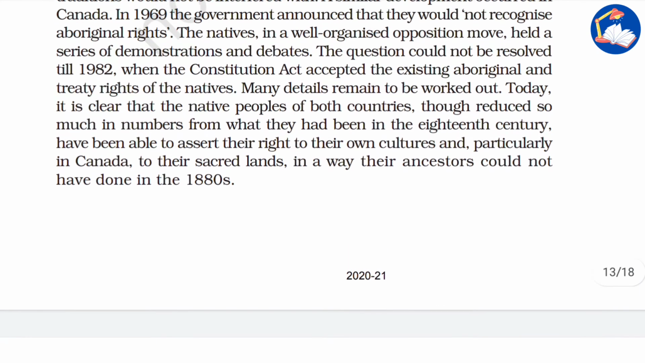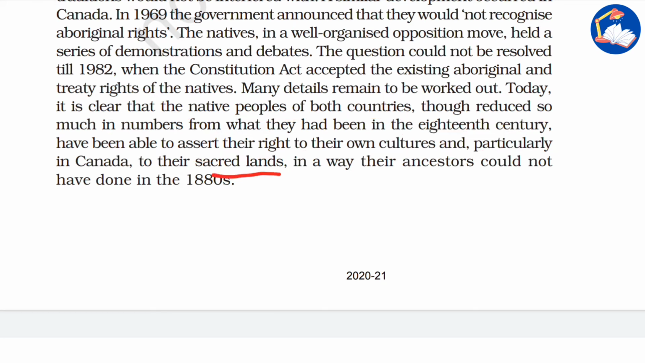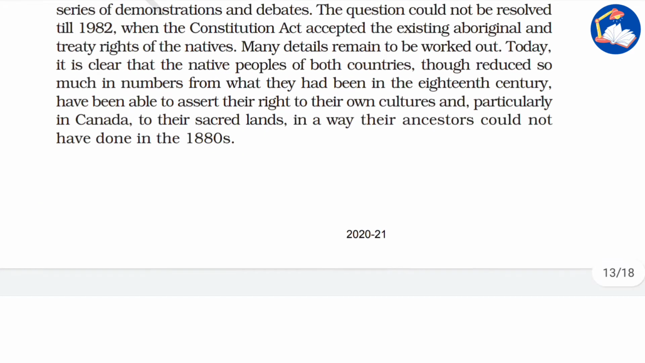Today, it is clear that the native peoples of both countries, though reduced so much in numbers from what they had been in the 18th century, have been able to assert their right to their own cultures, and particularly in Canada, to their sacred lands, in a way their ancestors could not have done in the 1880s.